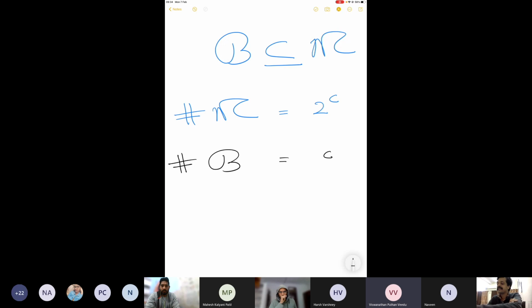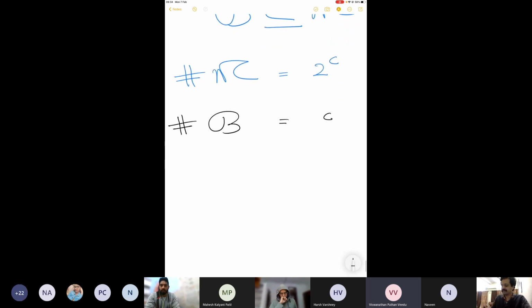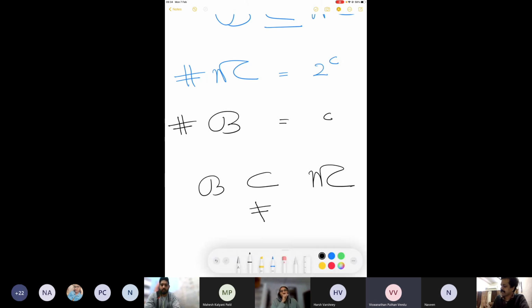And therefore, B is strictly contained in M. Later, I will give you one example of a set which is measurable, but which is not a Borel set. But in fact, using a cardinality argument also, it is clear that B is strictly contained in M, because B has cardinality C, whereas M has cardinality 2 power C. This I will leave to you: how to see that the cardinality of B is just the continuum.